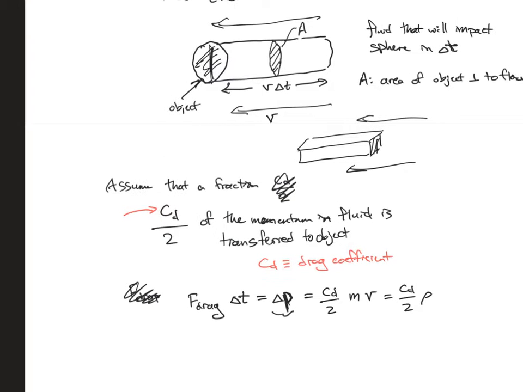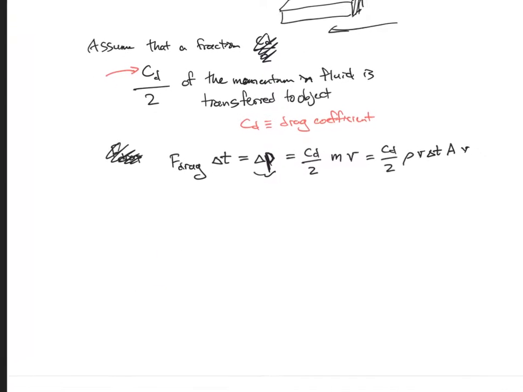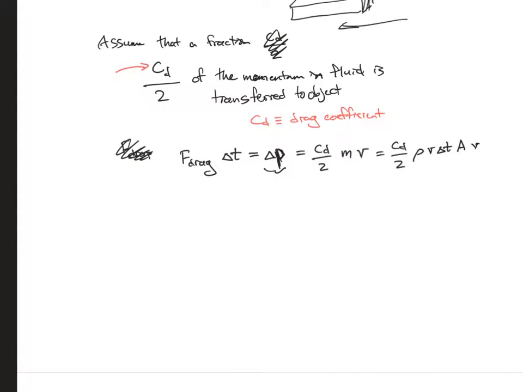So if we just scroll back up a little bit, this length times the area gives you the volume. Length times area gives you volume, multiply that times rho, it gives you mass. So rho times the length, which is V delta T, times the cross-sectional area gives you the mass, and then we have to multiply that times V again.